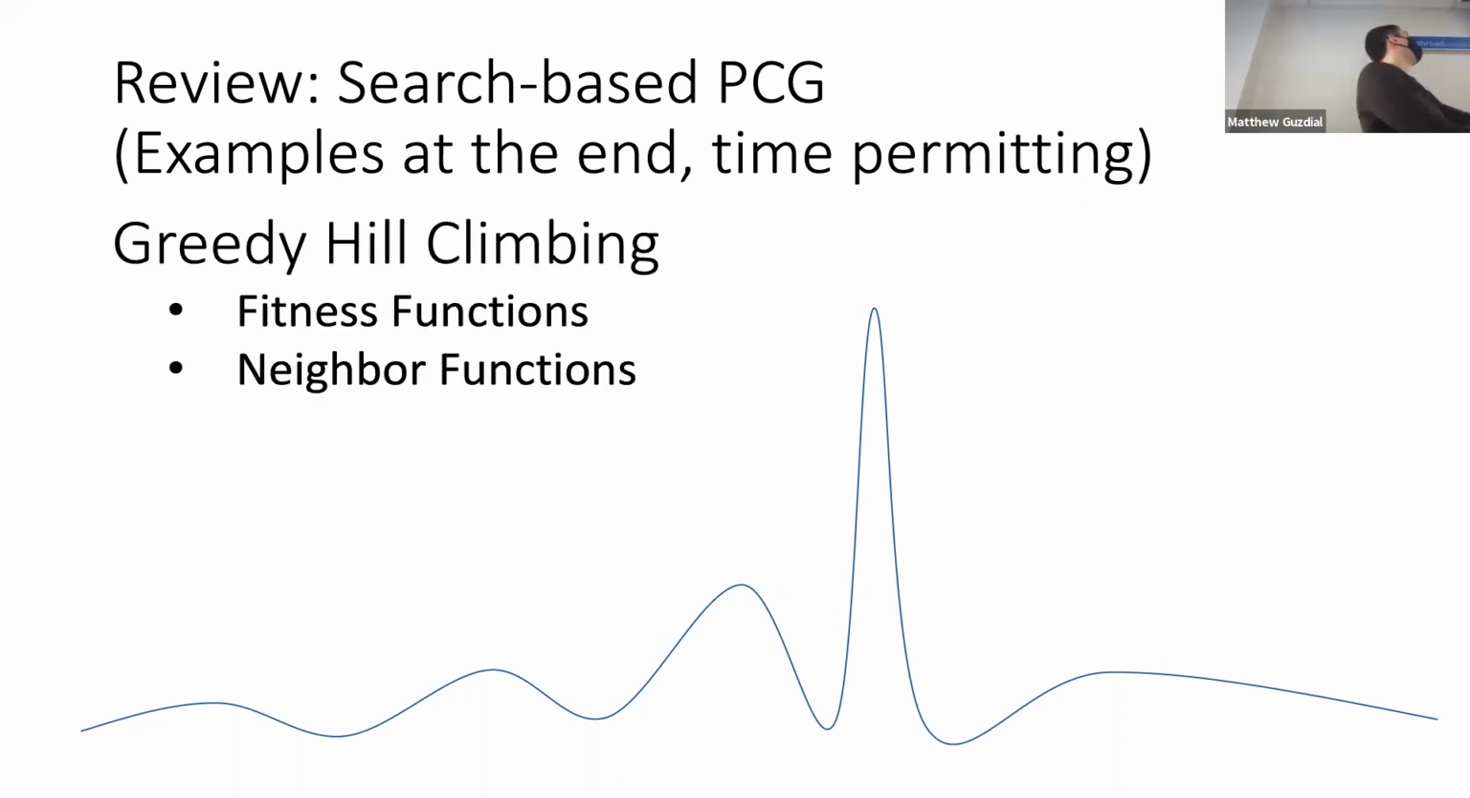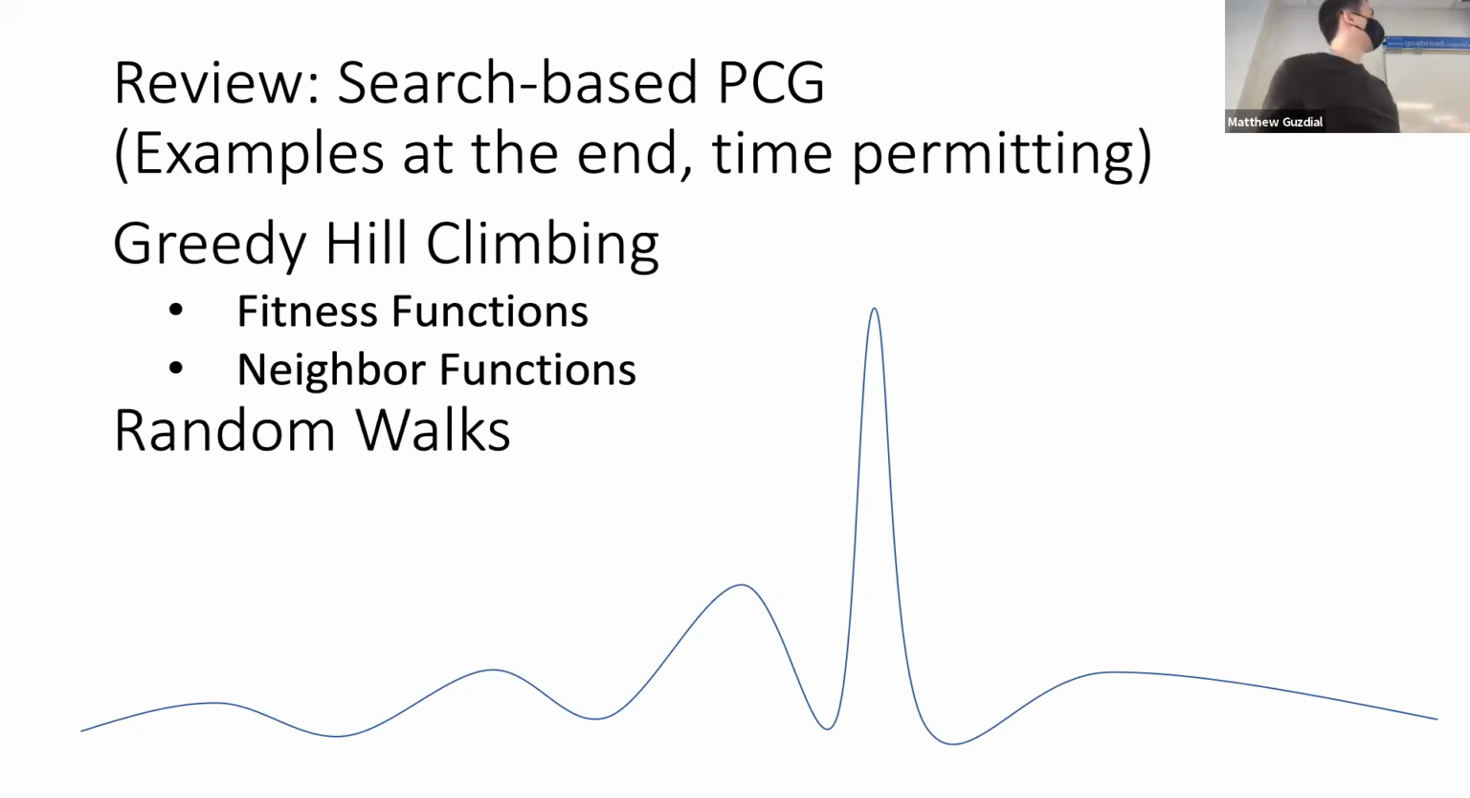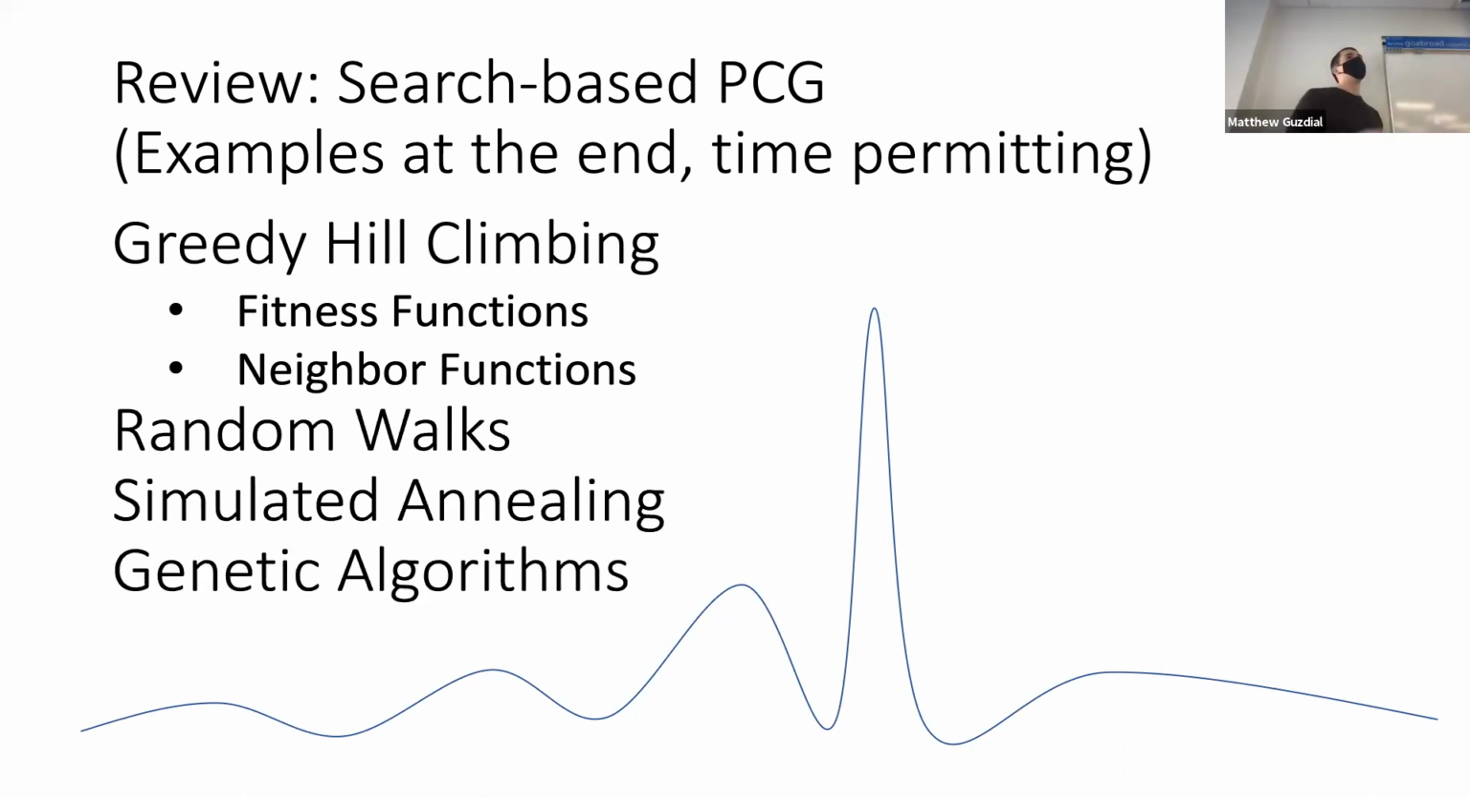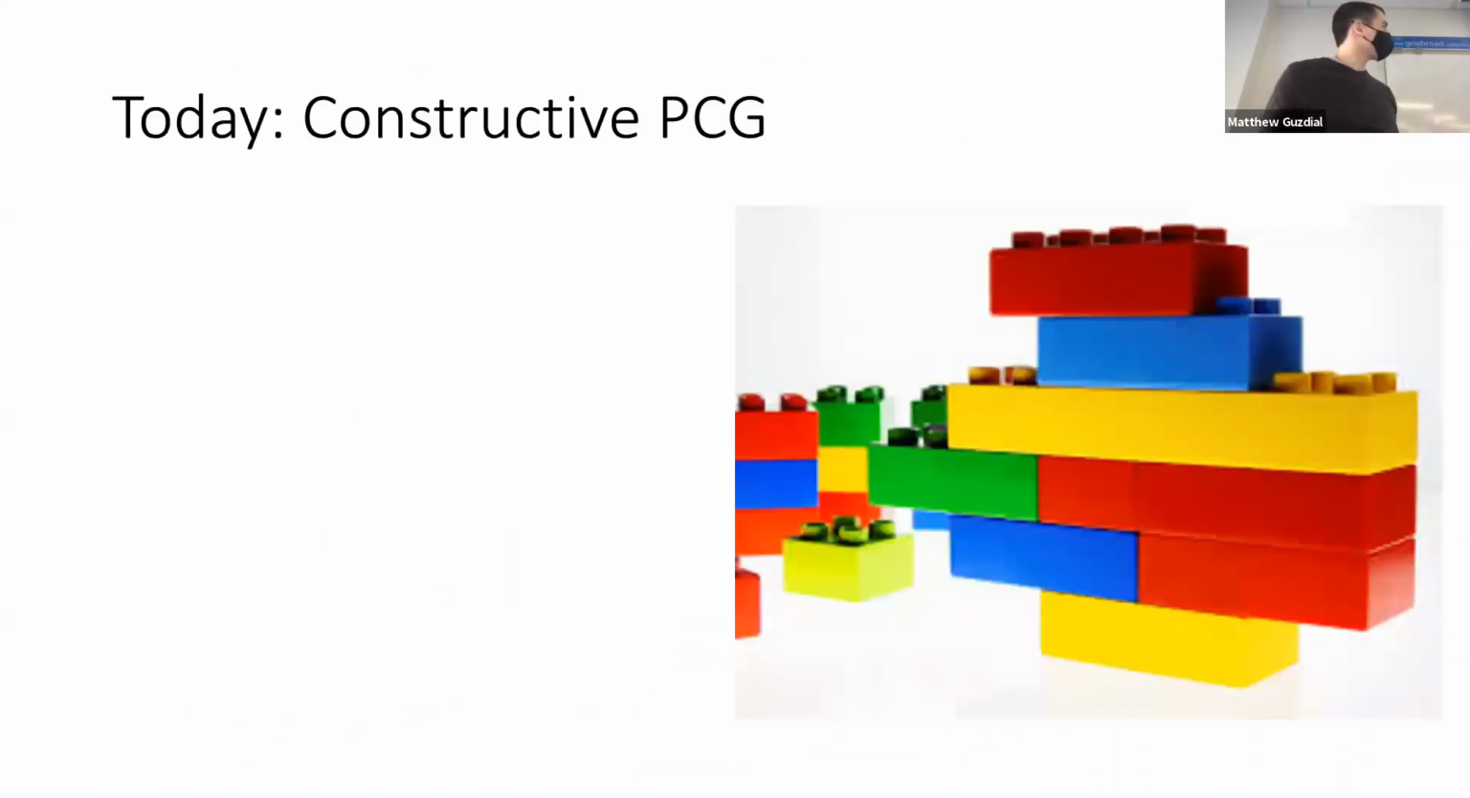So we talked about greedy hill climbing. We used that to introduce fitness functions and neighbor functions. We talked about random walks, simulated annealing, and then finally we ended on genetic algorithms. If there's time, I will do an extra example of genetic algorithms. And if there's not time, I'll do an extra example on Monday. Eventually, we will do more discussion of that because it's important.